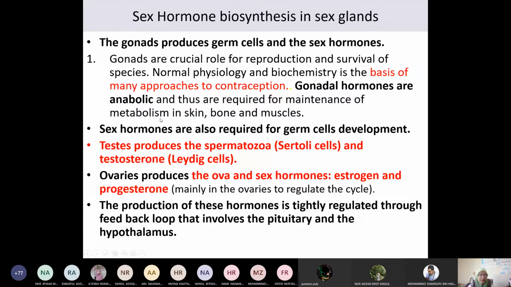Gonadal hormones are anabolic hormones. They are required for the maintenance of metabolism in skin, bone, muscles, and reproductive function as well. The testes, as you already know, produce spermatozoa from the Sertoli cells and testosterone from the Leydig cells. The ovary also produces ova and the sex hormones estrogen and progesterone, right? They regulate the menstrual cycle and are very important for reproduction. As you have already studied negative and positive feedback regulation, the hypothalamo-pituitary-gonadal axis plays an important role in the production of these hormones.